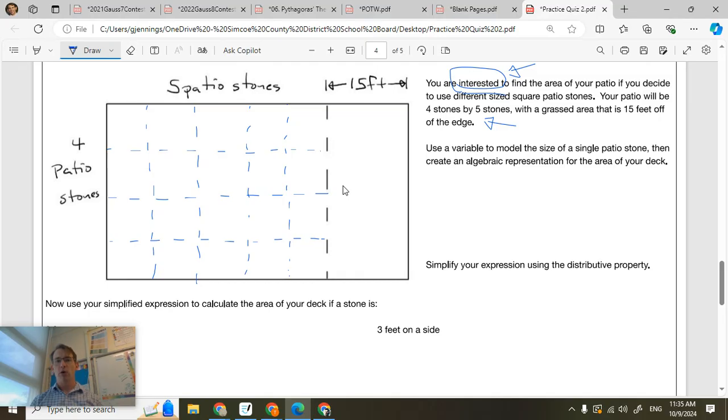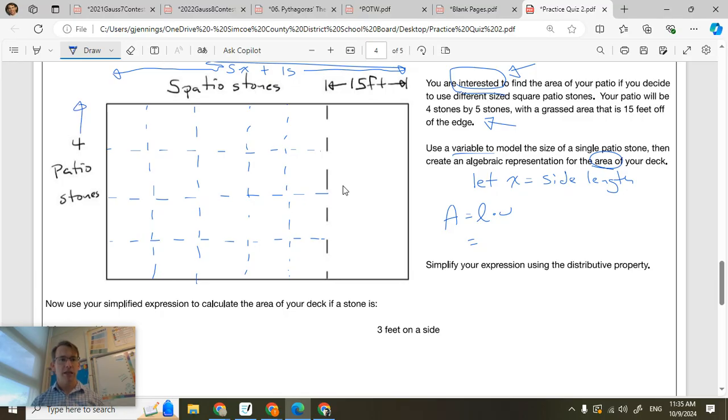Okay, so this just describes the diagram. I've talked about it. We want to use a variable to model the size of a single patio stone. So I'm going to say let x equal the side length. And so then I've got: create an algebraic representation for the area of your deck. Okay, cool. So area equals length times width. But in this case, this is 5x plus 15.